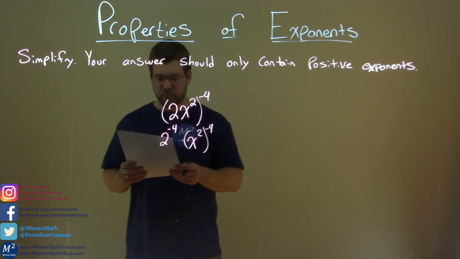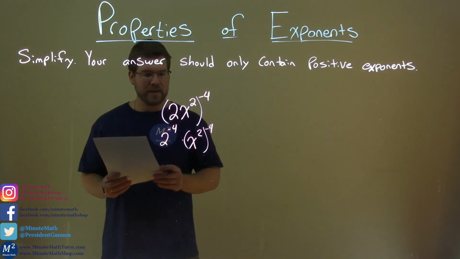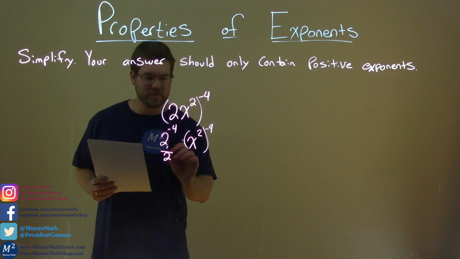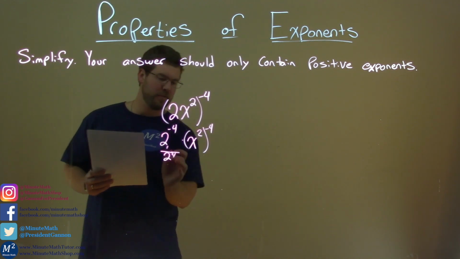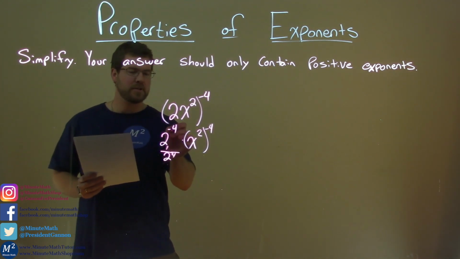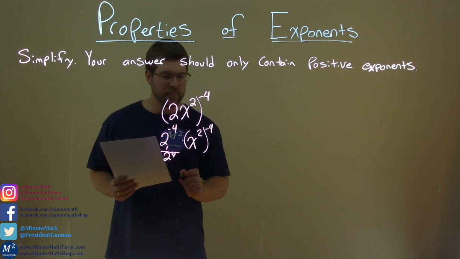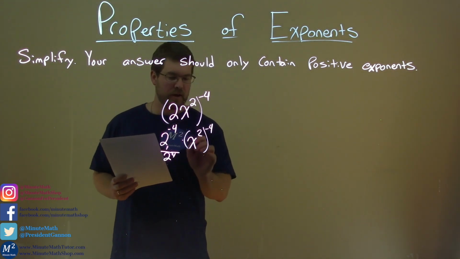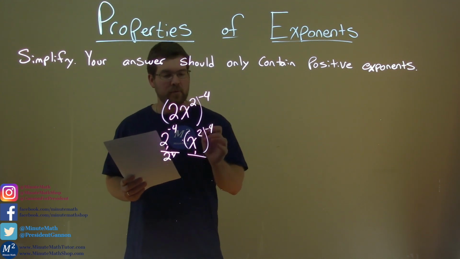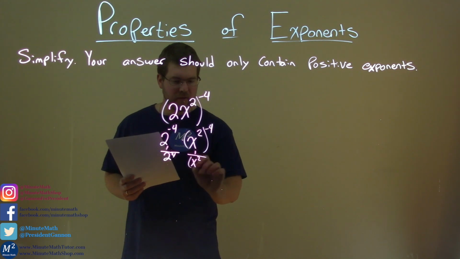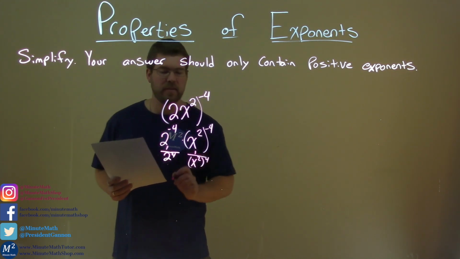2 to the negative 4 power, this one's tricky. It's the same thing as 1 over 2 to the positive 4th power, if you can see that there. Remember that 2 to the negative 4th power is the same as 1 over 2 to the positive 4th power. Same thing here with this side. We have 1 over, in reality, x squared to the positive 4th power, if that's in the denominator.